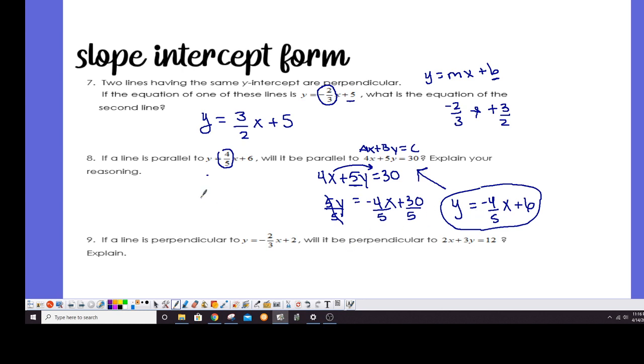Now let's compare the slopes. One is 4/5, so this one's 4/5, and this one's negative 4/5. So are they parallel? No. Not the same slope.